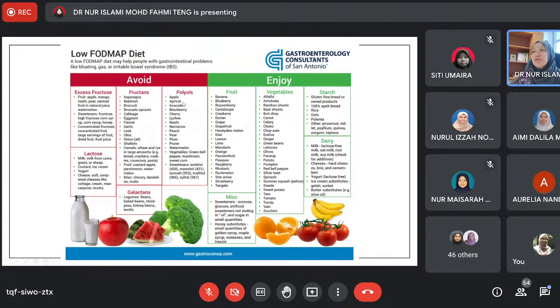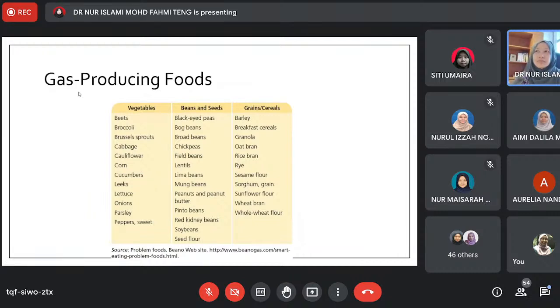So this kind of food that need to be avoided lah. So we avoid lactose, we avoid excess fructose, fructans, galactans and also polyols. And this is the kind of food that we can enjoy lah. Actually FODMAP diet ni it's not only benefit people with GI problem lah. You all pun tak ikut pun okay juga, lagi selesa perut lah. Okay.